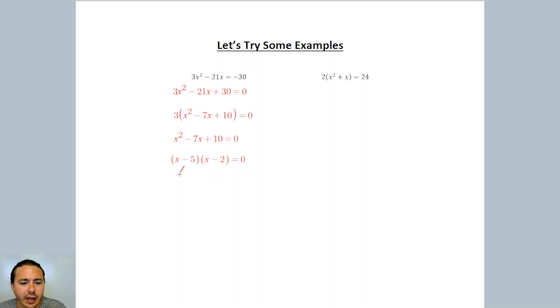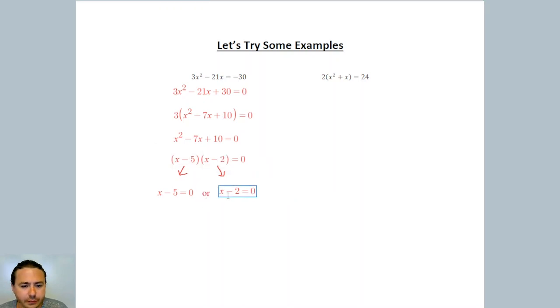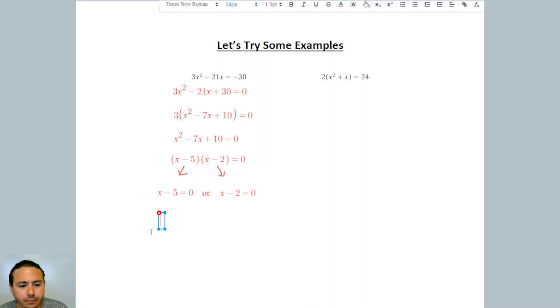And so now what I'm going to do is set each one of these factors equal to 0, and I'm allowed to do that because of the zero product property. So x minus 5 equals 0, or x minus 2 equals 0. It's important to throw that "or" in there to be technically correct. If you use a comma, it's okay, but you really want to know they could be this or that. So my solutions here are x equals 5 or x equals 2.